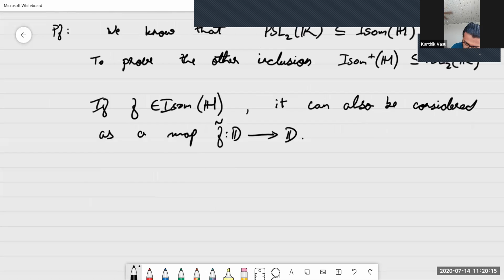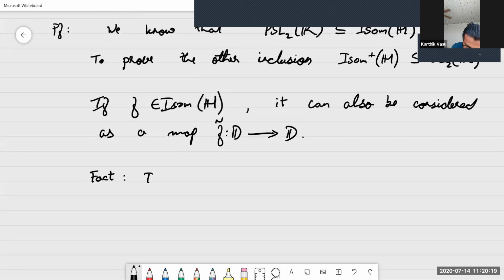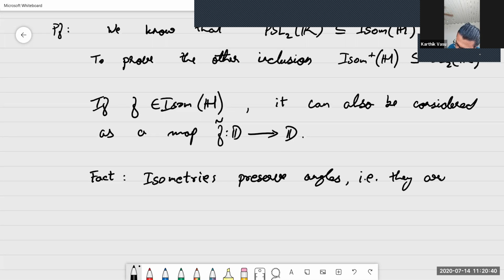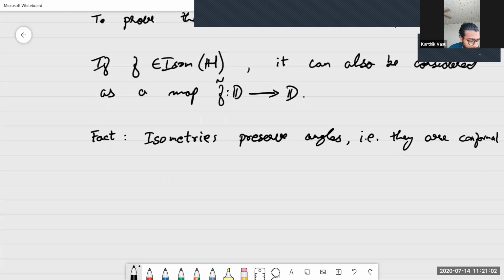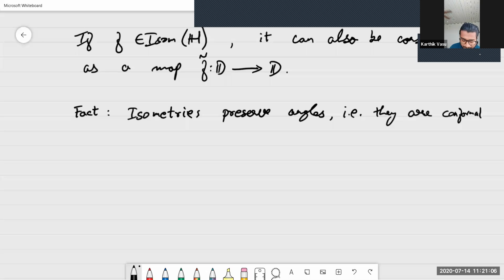One fact we should know is that isometries preserve angles. This is because the angle is given by the inner product, and isometries preserve the inner product, so they preserve angles. Angle preserving diffeomorphisms are called conformal maps. Now we will look at all conformal maps and show that they are Mobius transforms. So first we proved that isometries are conformal.